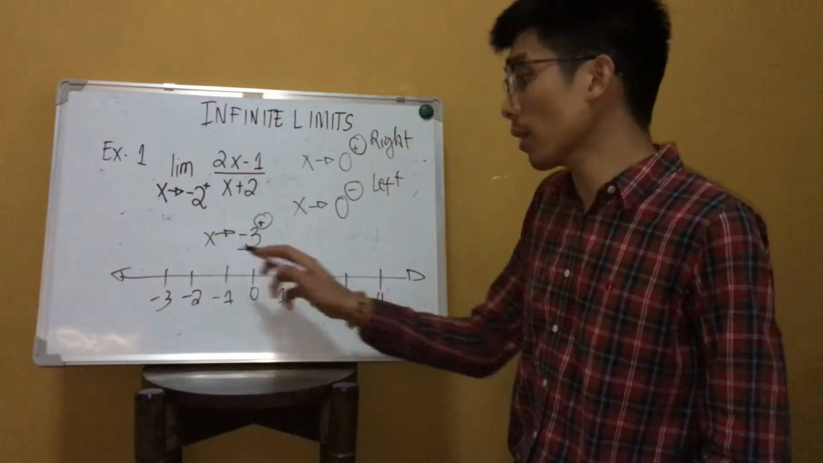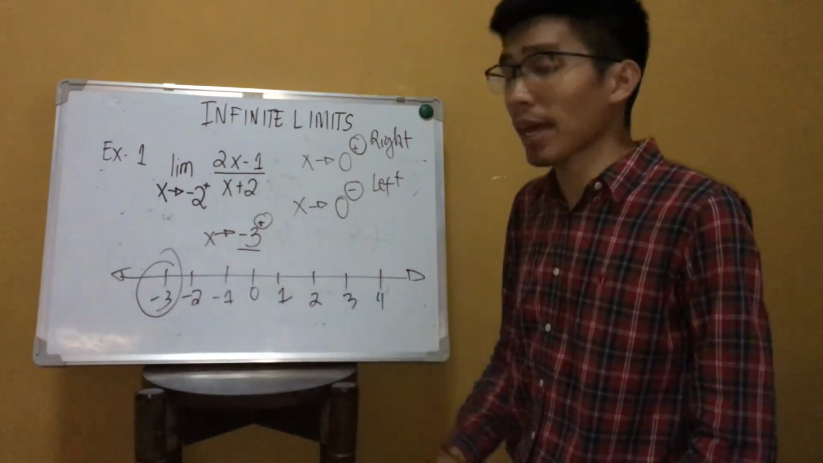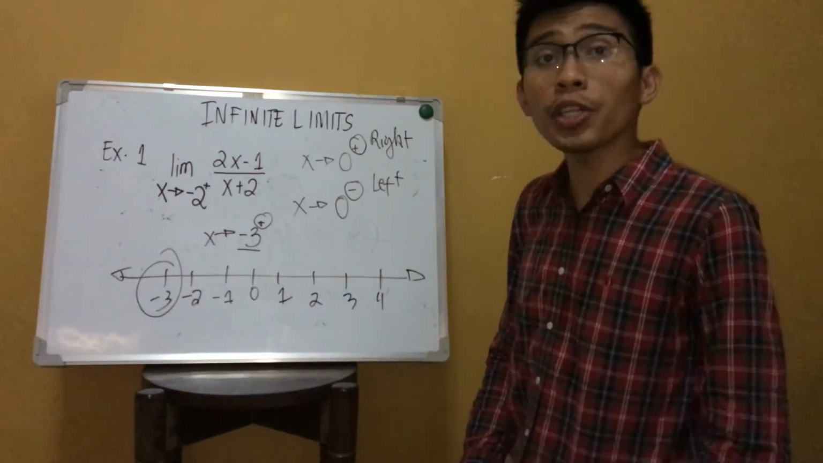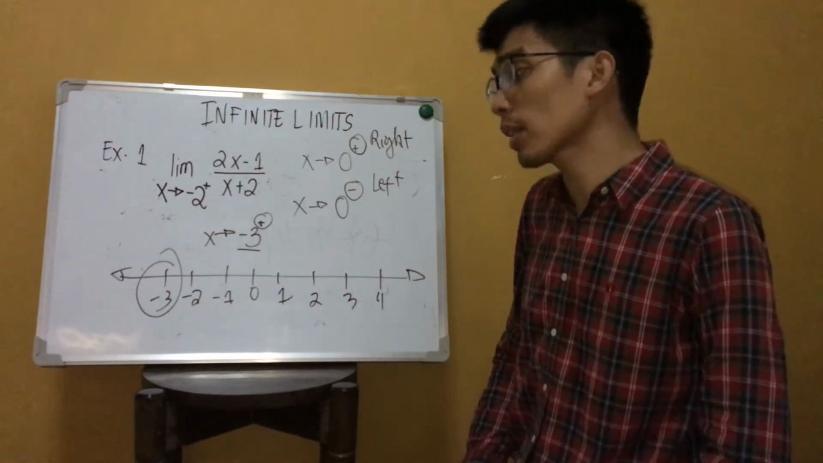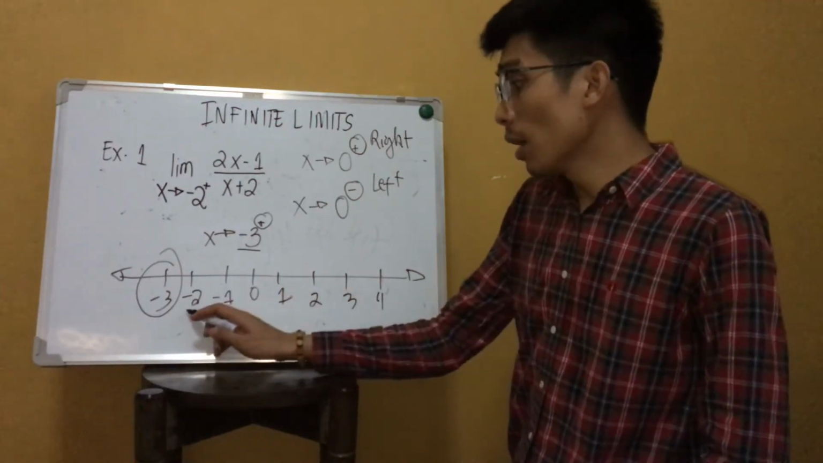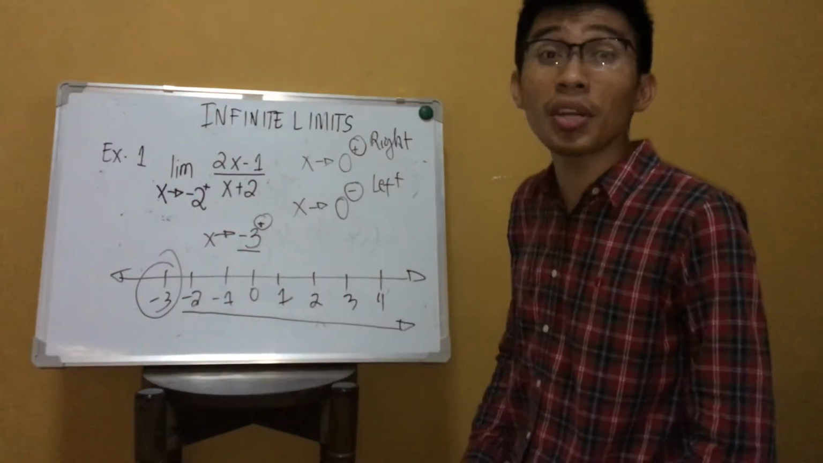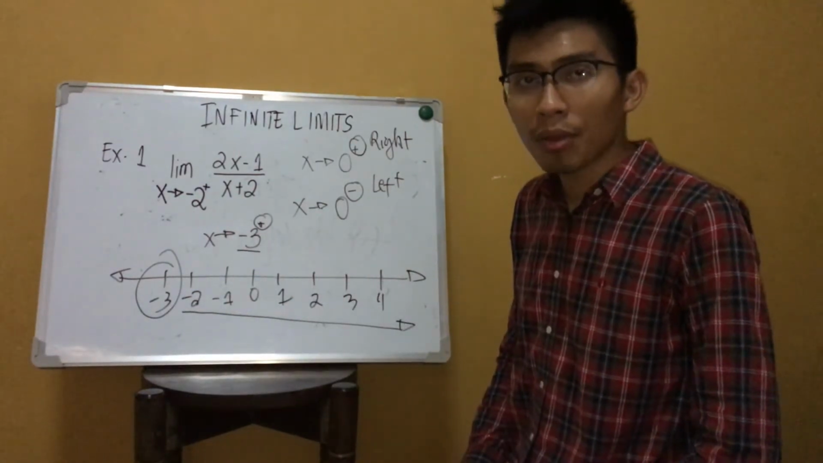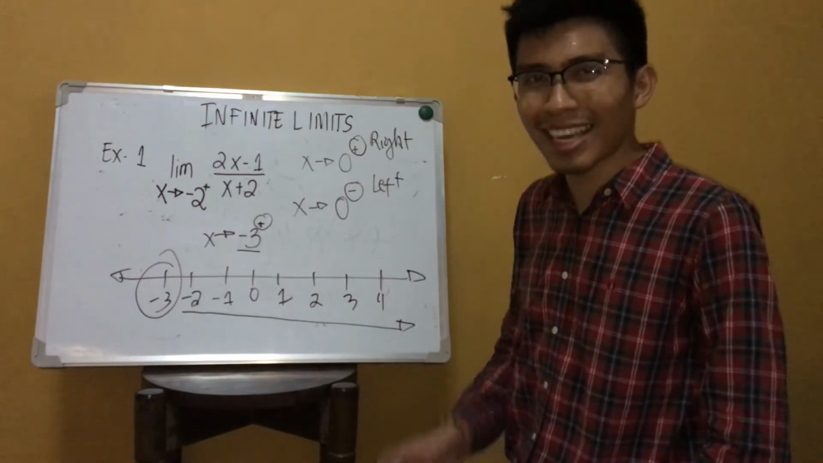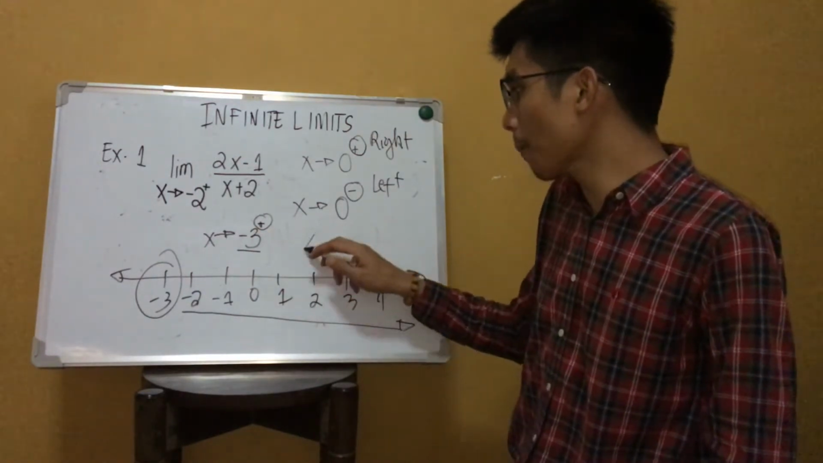So where is my negative 3? This is my negative 3. What are the numbers to the right of negative 3? Those are from here up to here, meaning all the numbers to the right of negative 3. Am I clear to you? Okay, that's great.